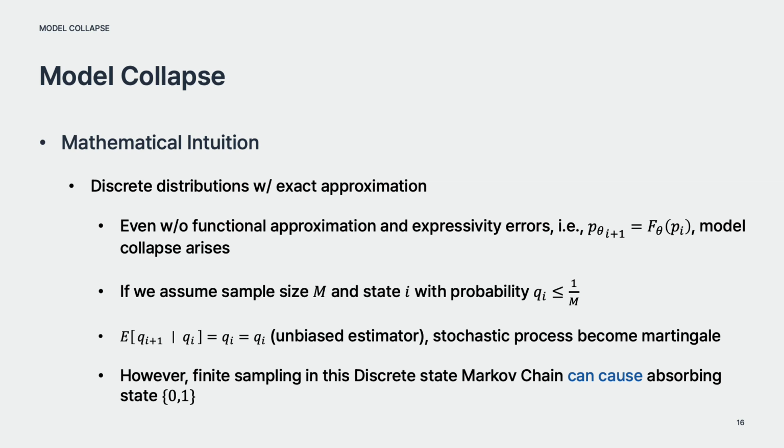Because sampling is finite, the generational process becomes a discrete state Markov chain. In such chains, absorbing states naturally arise. In this context, absorbing states correspond to probabilities collapsing to either 0 or 1. Once a state reaches zero probability, it is never sampled again and cannot recover. This is the mathematical origin of irreversible diversity loss.